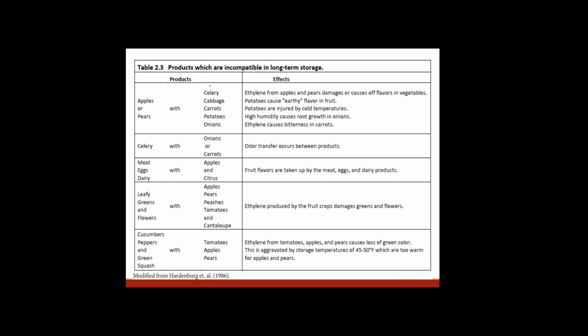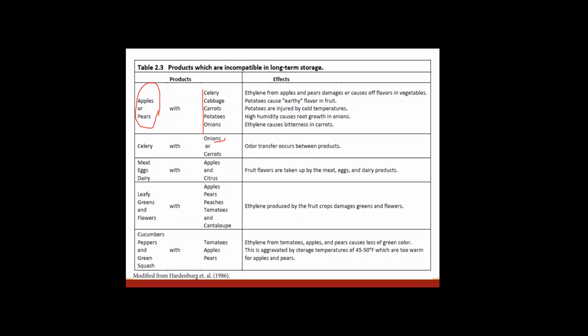So for long-term storage, we need to worry about compatibility. Things like apples and pears should always be stored by themselves. And we never want to store them with things that are ethylene sensitive. So celery, cabbage, carrots, potatoes, onions. Onions are also a problem because they transfer odor.